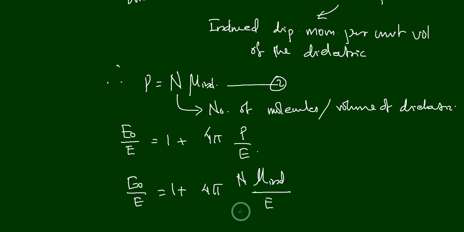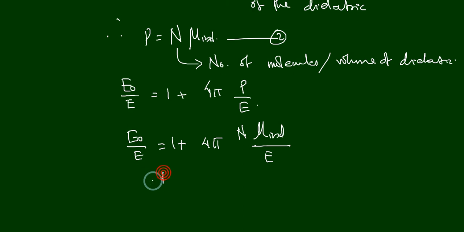and that is equal to 1 plus 4 pi n alpha d, because we already learned that mu induced by E is alpha. Yesterday we learned that, right? Where alpha d is the distortion polarizability, and alpha d consists of electronic polarizability and atomic polarizability, and distortion polarizability alpha d is equal to mu induced divided by E.